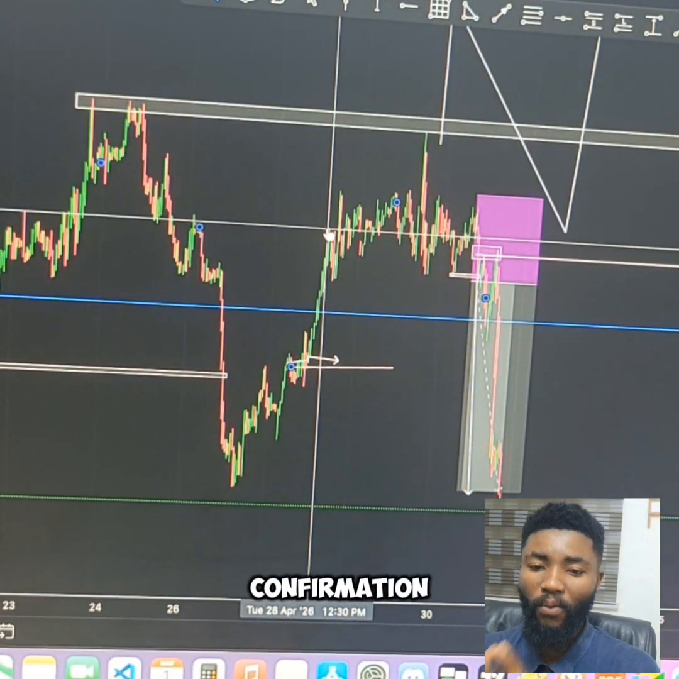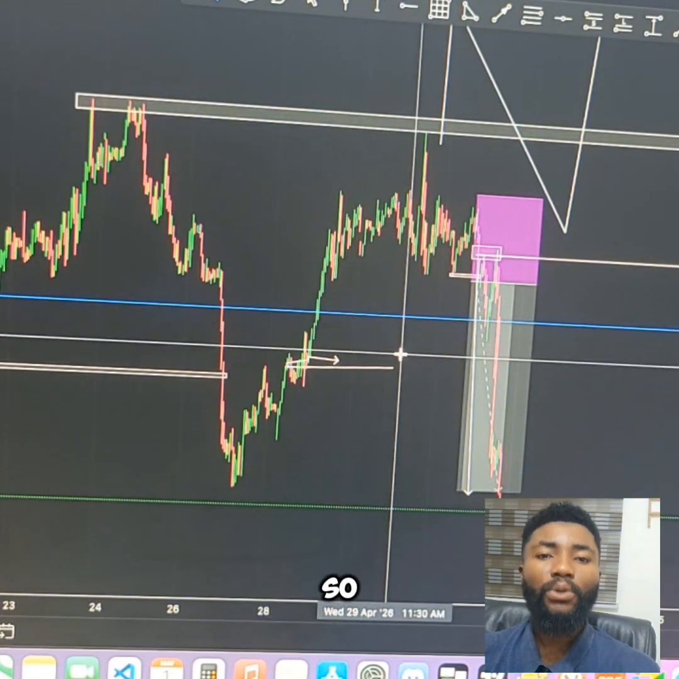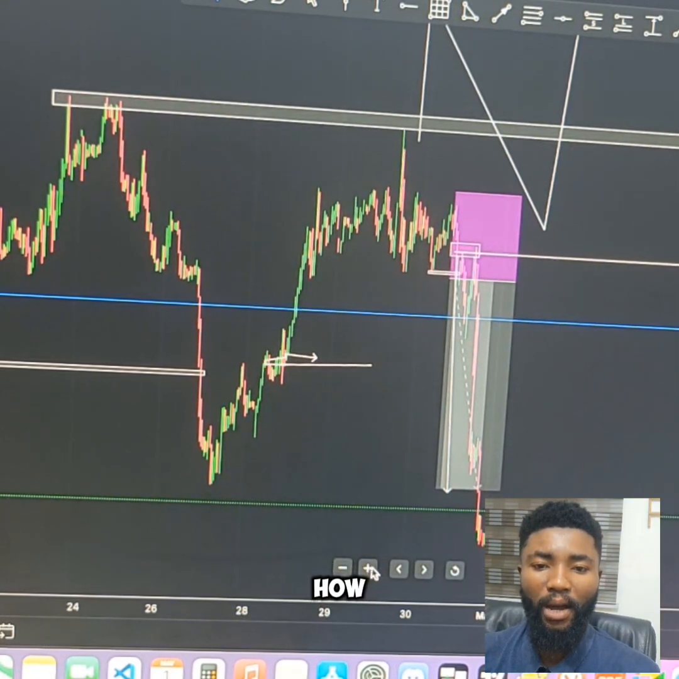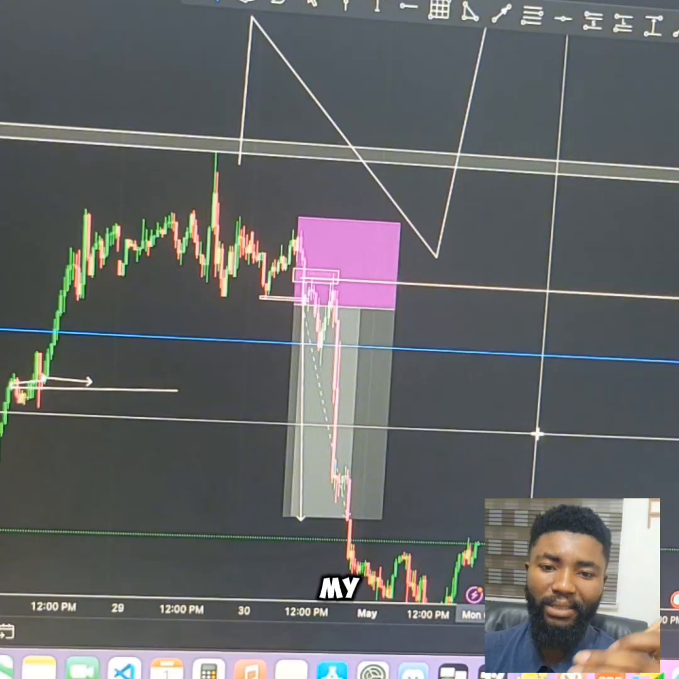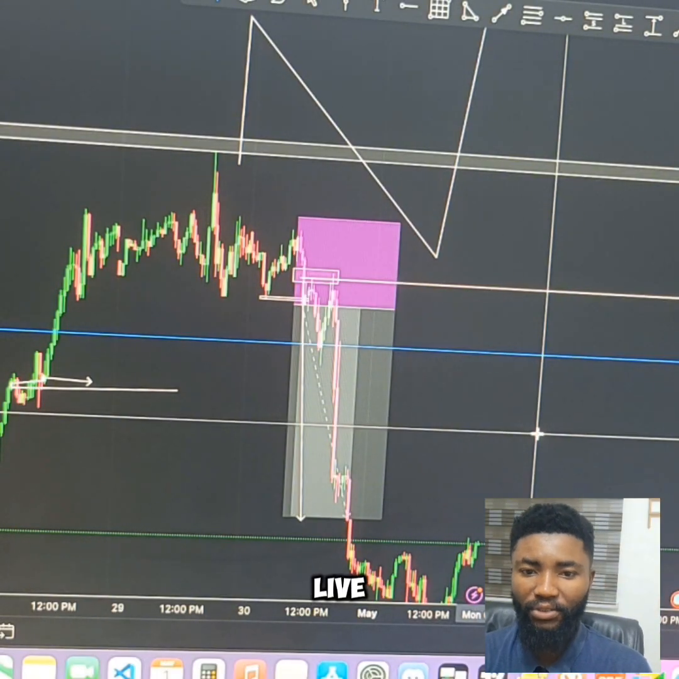I always wait for confirmation before I get involved. So let me show you my confirmation here, how I got involved in this trade. Mind you, I took this trade live and I posted it on my Signal group. I'll be showing you the live trade that I took, how I posted the trade before and after.